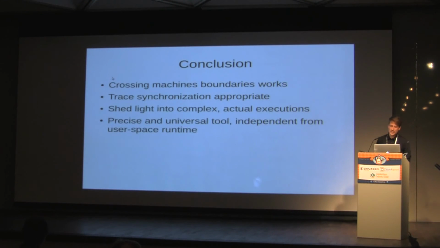So in conclusion, we were able to cross machine boundaries using only kernel tracing. The trace synchronization we are using is appropriate for a small number of machines. It allows reverse engineering of the execution, which is very nice, and discovering things we would sometimes not expect, because we're using a library, and that library does fancy things. It is a precise and universal tool that is independent of the user space runtime, which allows us to monitor any application.